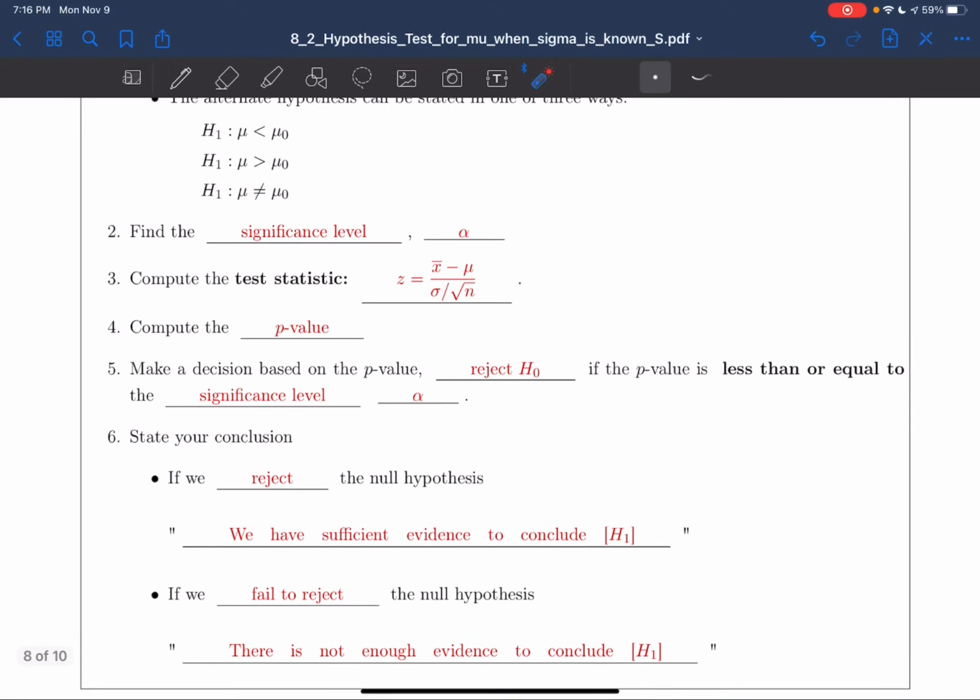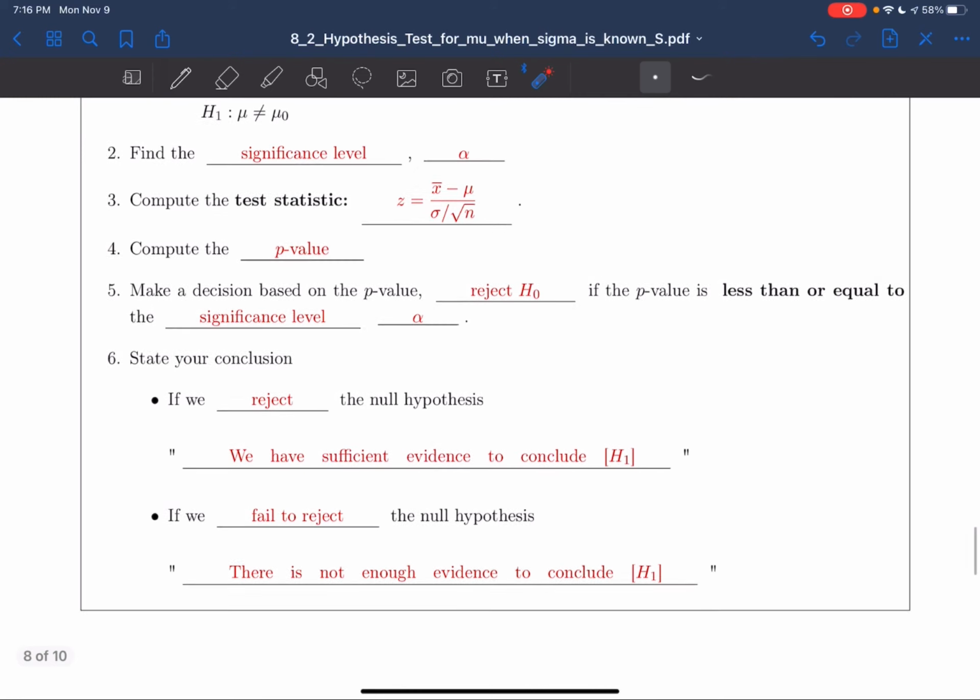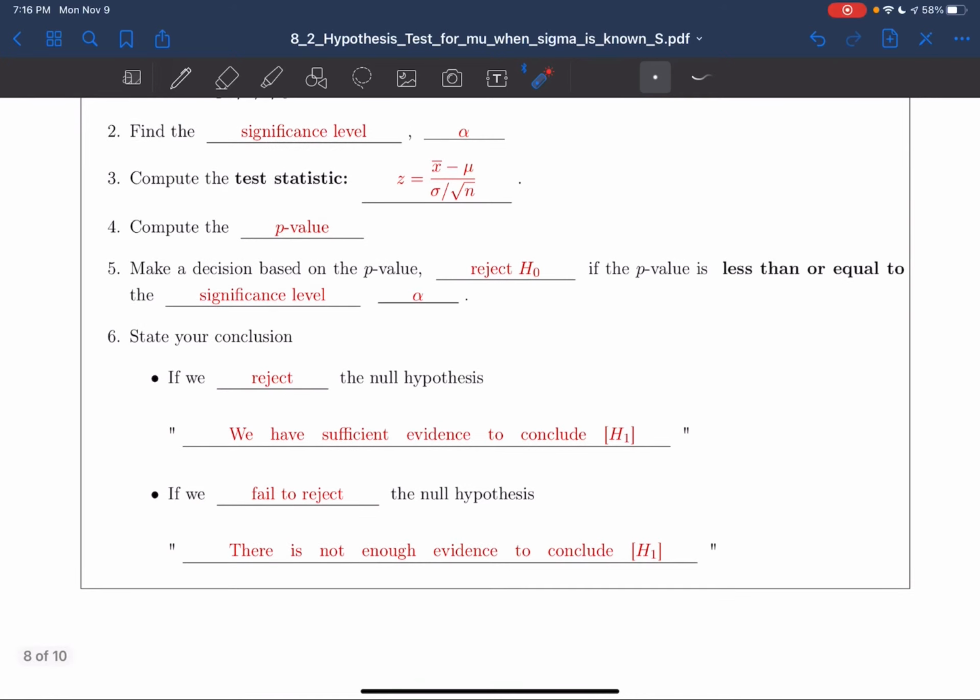Next, we want to find the significance level, or your alpha. Then you want to compute your test statistic, and then we want to compute the p-value. We already had a lot of practice computing p-values. Then you want to make a decision based on that p-value. We reject our null hypothesis if the p-value is less than or equal to our significance level, alpha. So we have to check if our p-value is less than this number, and then we reject our null hypothesis.